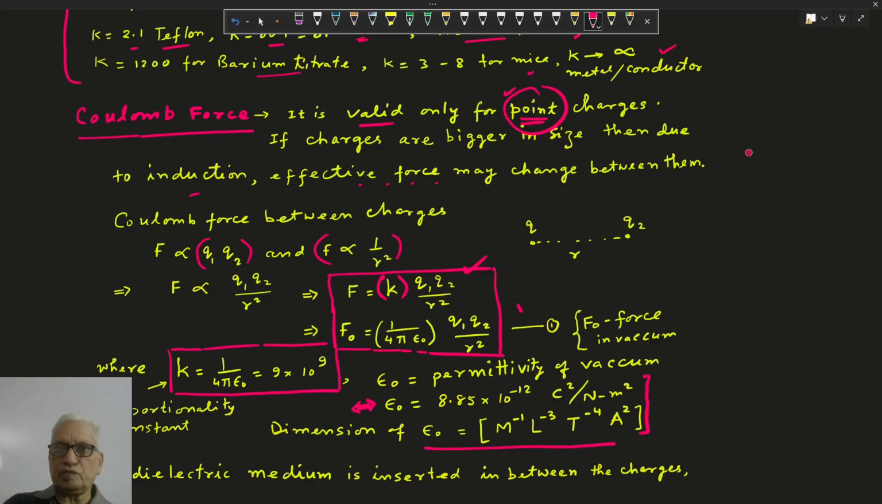So this is the formula for Coulomb force: 1 upon 4 pi epsilon naught Q1 Q2 upon r square. Here the value of 1 upon 4 pi epsilon naught is 9 into 10^9. Epsilon naught is the permittivity of the vacuum. The numerical value is 8.85 into 10 to the minus 12. The dimension of epsilon naught, permittivity of vacuum, is given by M to the power minus 1, L to the power minus 3, and A to the power 2 T to the power 4.